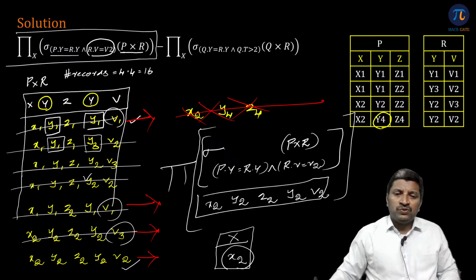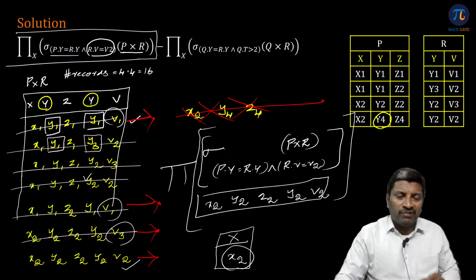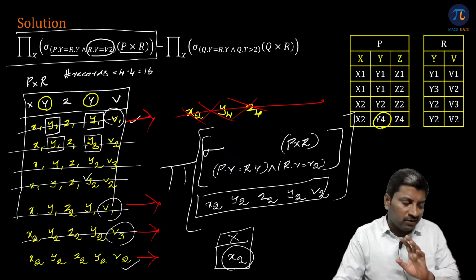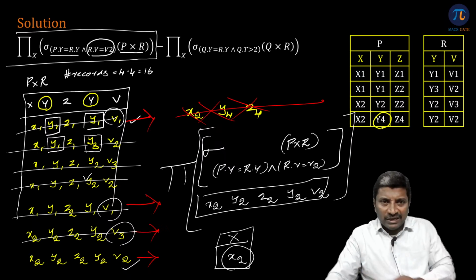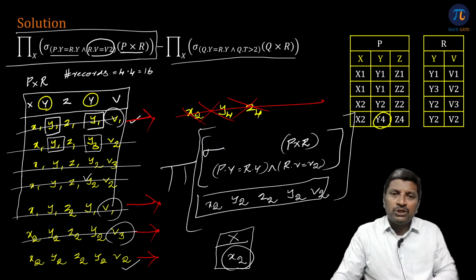X2. So for the first part, I will get only one record. That also I will have only one column. Right? Now let us continue the second part. Q cross R.